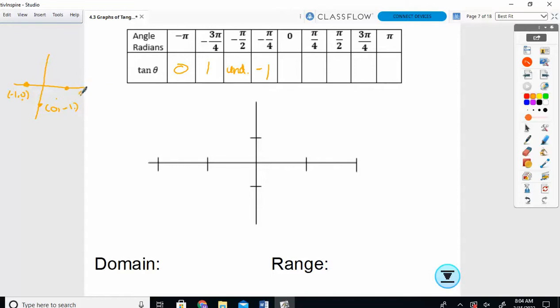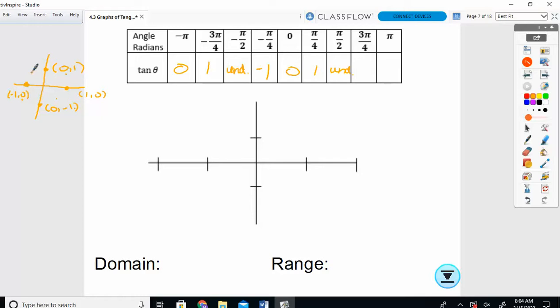Tangent of 0. Y over x, so 0 over 1 is 0. Pi over 4, that's quadrant 1, so tangent is positive. Tangent of 45 is 1. Pi over 2, it's 0, 1. So y over x, 1 over 0, undefined.